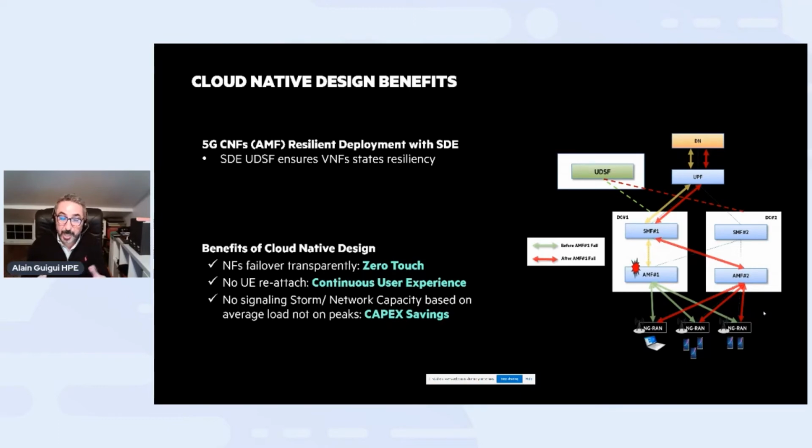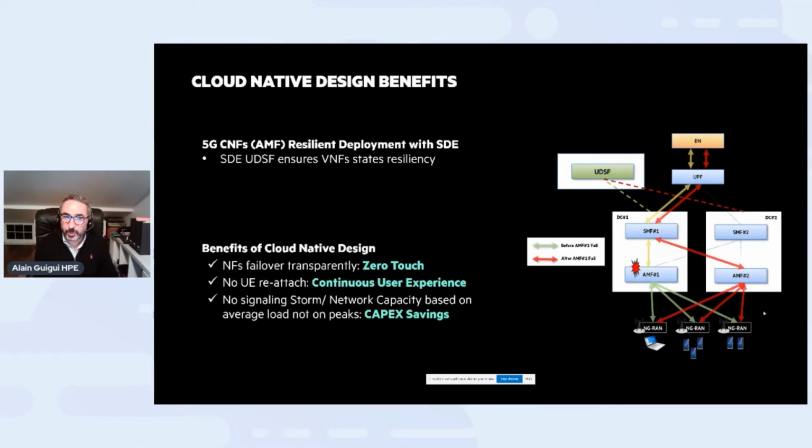But the net benefit in terms of end-to-end experience is that the end users, with your mobile phones, don't see this failure anymore. You don't get the no service anymore, because the recovery is so fast with this cloud native design that the user equipments do not have to reattach, authenticate and reconnect. So we are enabling a continuous user experience, meaning that the failures are becoming completely transparent.